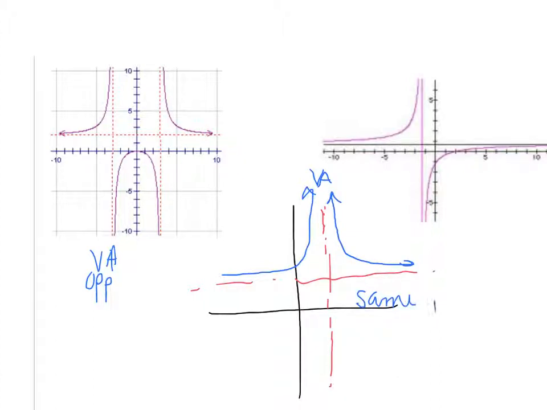And so what we're going to see later on is that this would be something with a perfect square in the denominator. So this doesn't always happen. Most of the time it's opposite at a vertical asymptote.